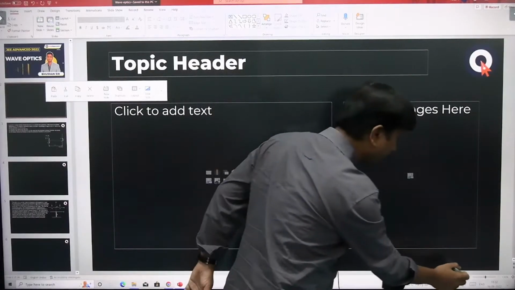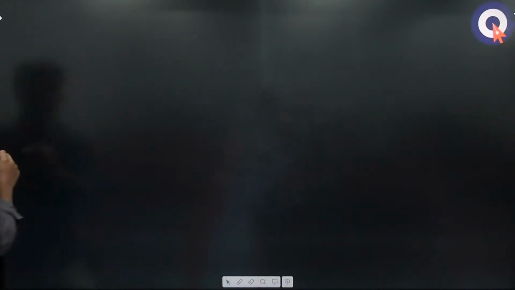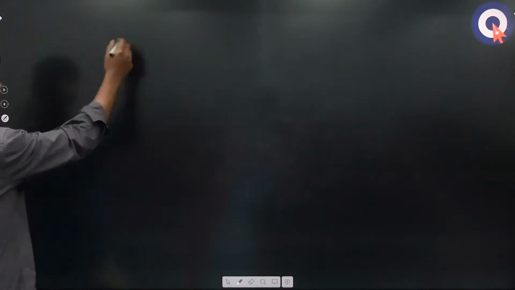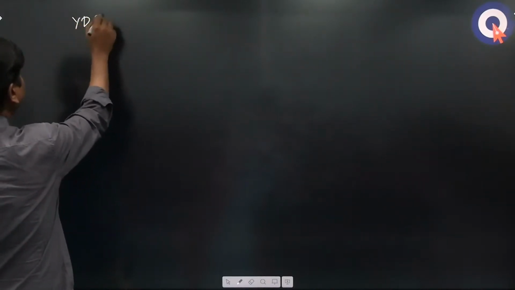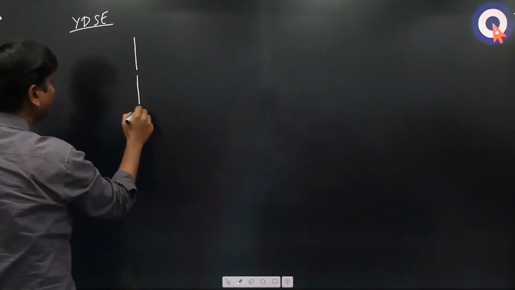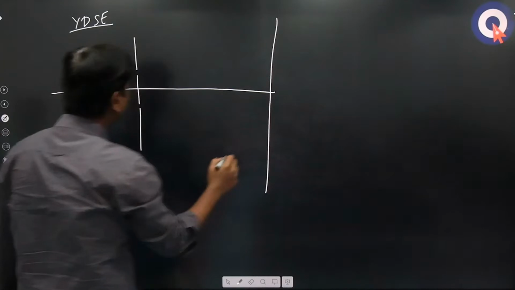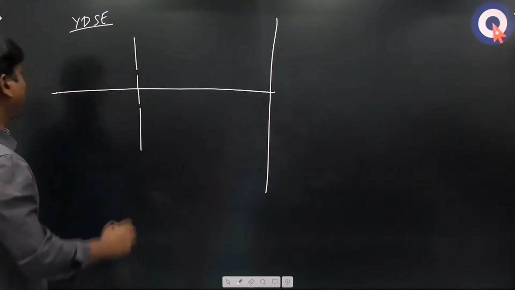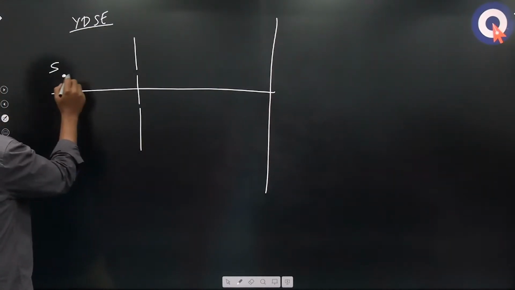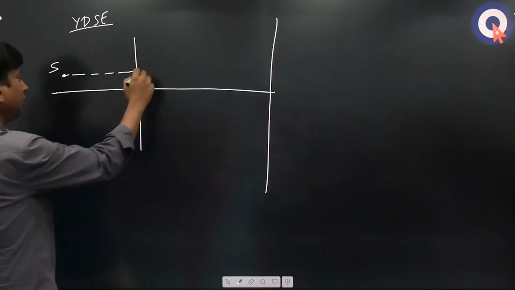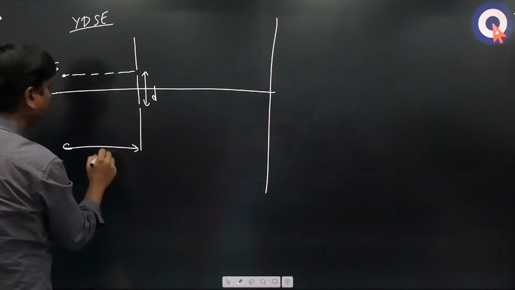Just a few points we would like to add before exactly starting the numericals for today. Let us see one by one. In the Young's double slit experiment, you have two slits. Mostly the source is placed symmetrically with respect to the slits. But suppose the source is placed exactly in front of one of the slits. So this is small d and this is capital D.